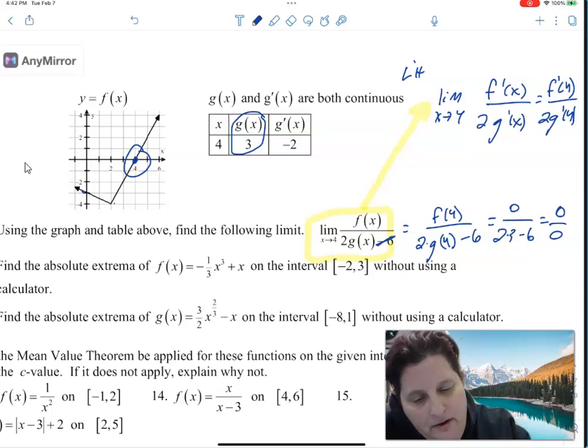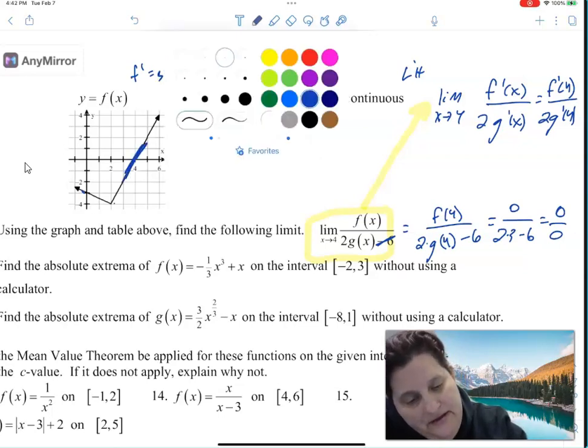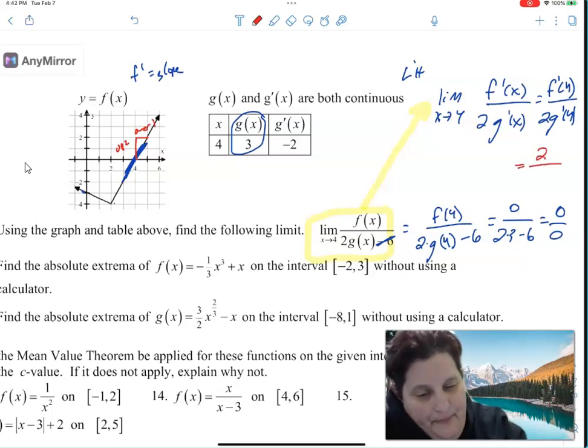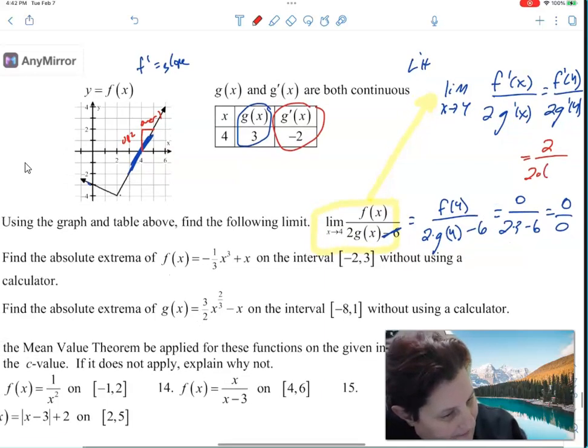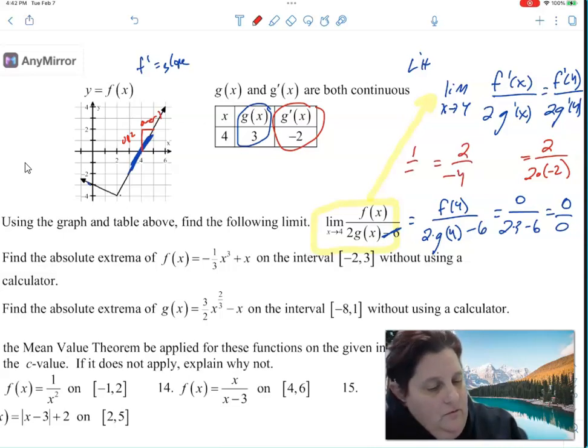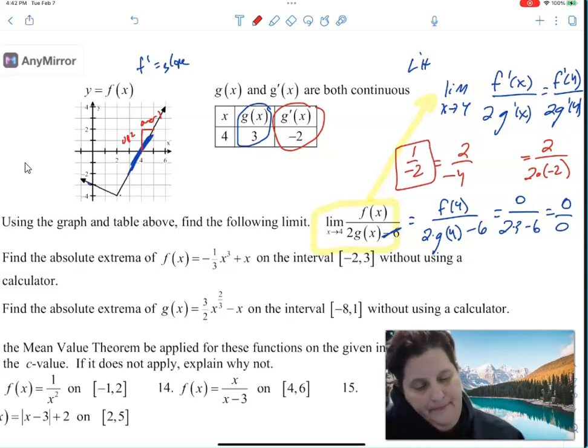F prime of 4, when you're looking at a graph, f prime means the slope. So what's the slope at 4? If I look at this slope here, rise over run, it looks like it goes up 2 over 1. So the top is 2. And if I want to find g prime of 4, it's just right there. So I get 2 over 2 times negative 2. So I get negative 2/4, or negative 1/2.